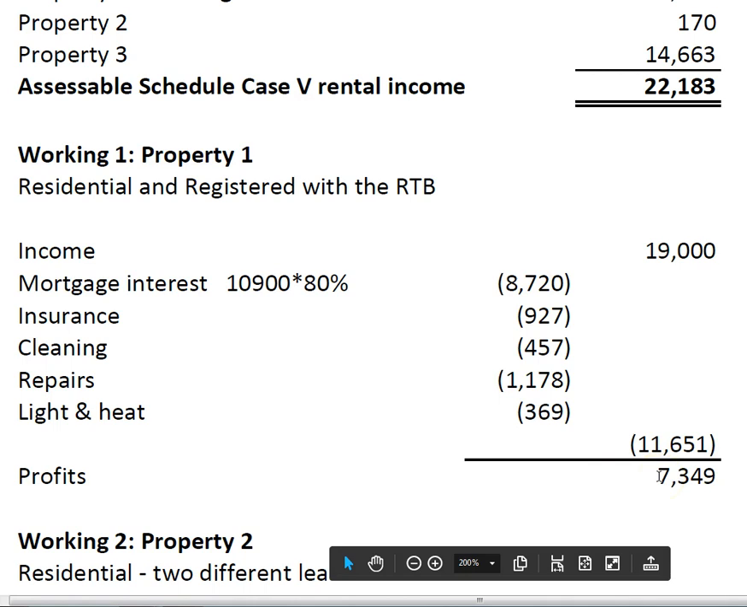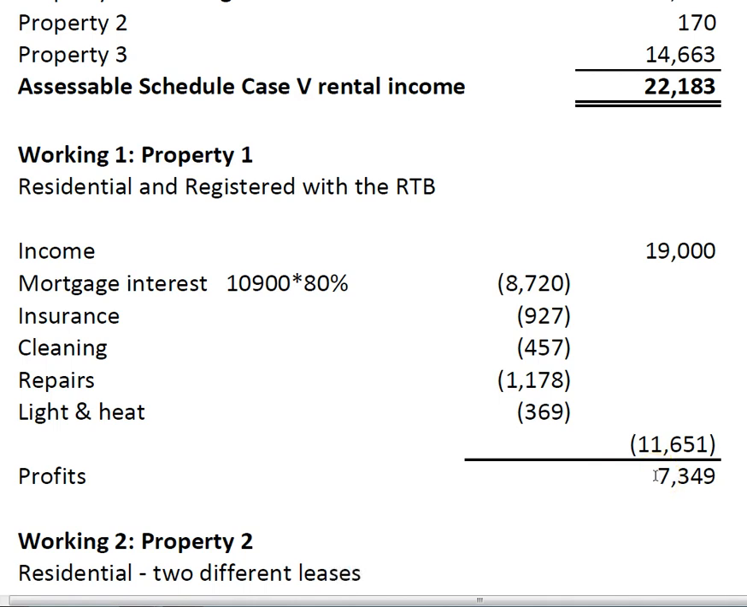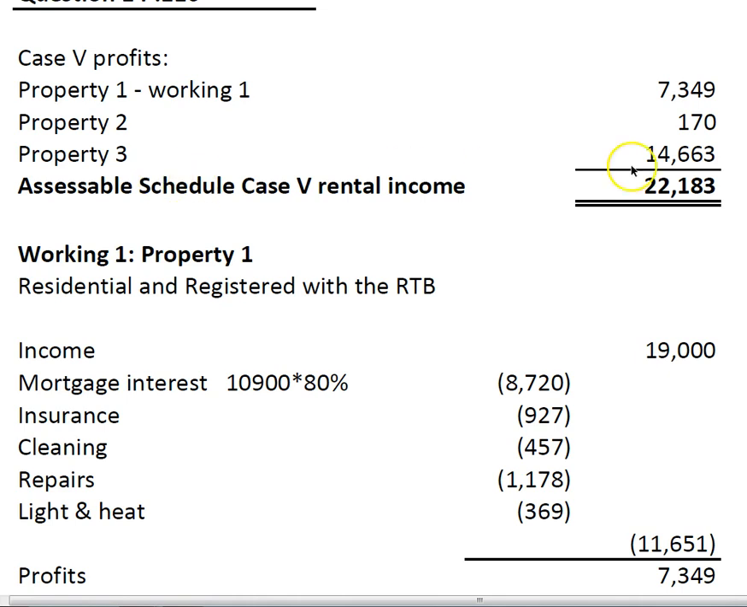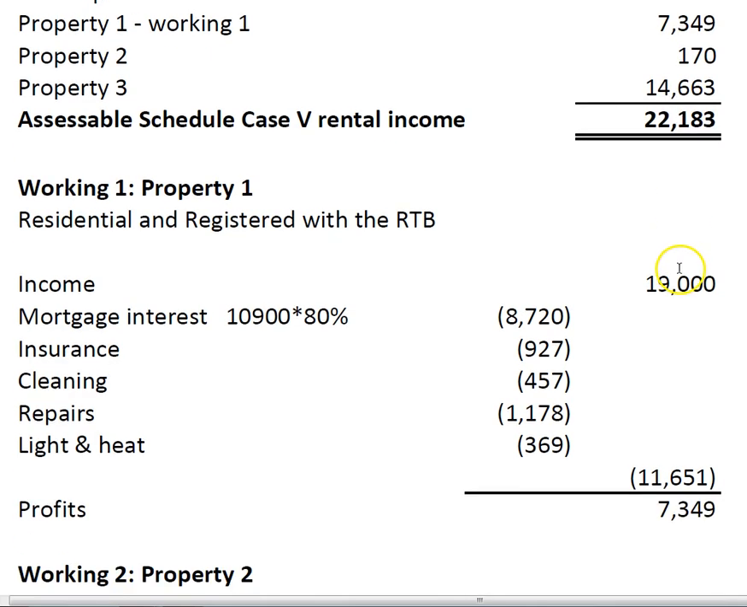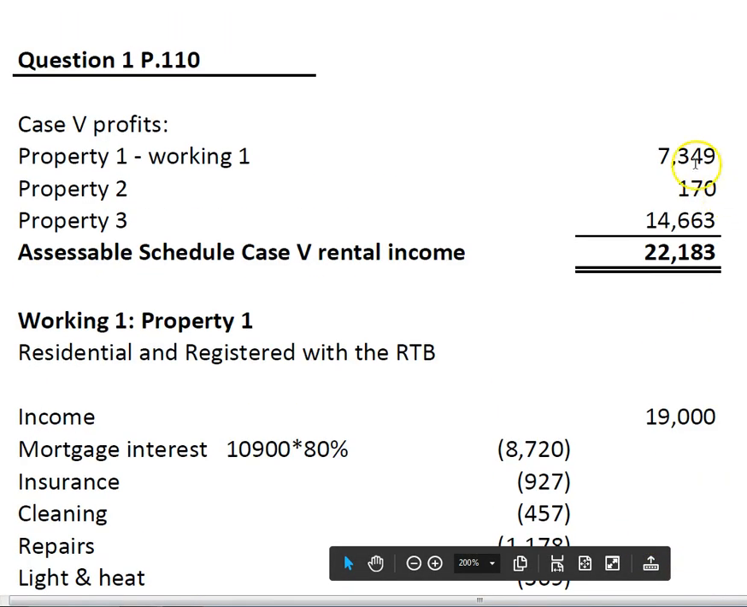And when you have more than one rental property, as we do in this instance, what you do is you look at each individual property separately, like we do here with property 1, work out the profit, and then add whatever the profit or loss is on the other properties together to get the total. So we've looked at property 1, and we've got 7,349 profit, and now we go to property 2. Property 2 is a bit trickier.